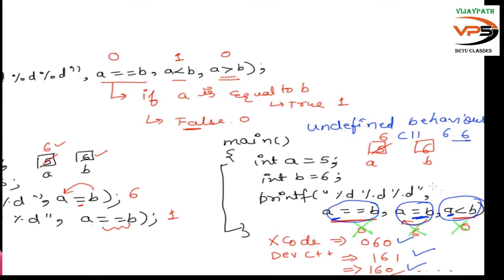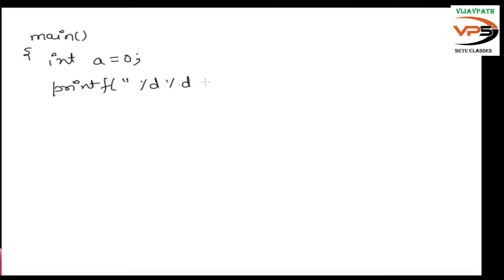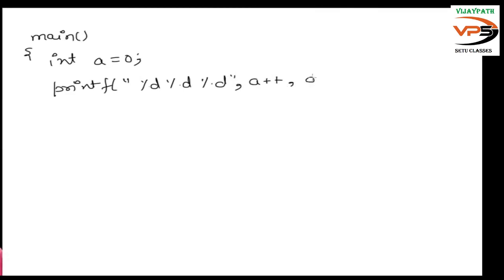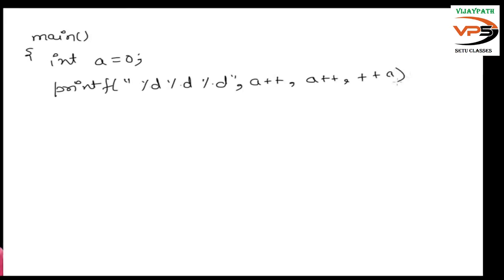So consider one more program, to clear up this concept. Now consider this program. We have main, int a is equal to 0, and I am doing printf %d, a plus plus, and again a plus plus, and then a plus plus again, and then I'm executing this program.